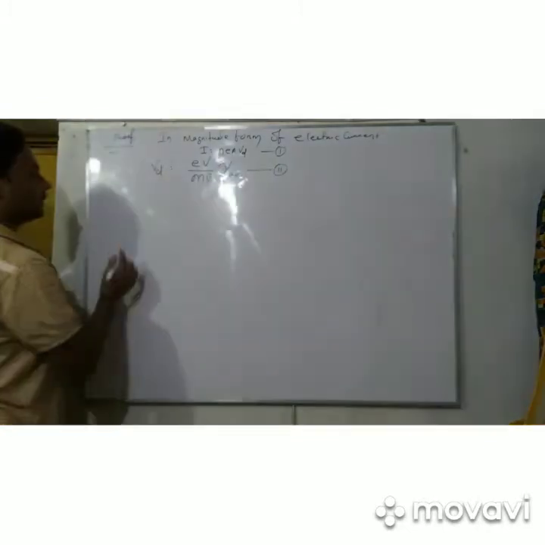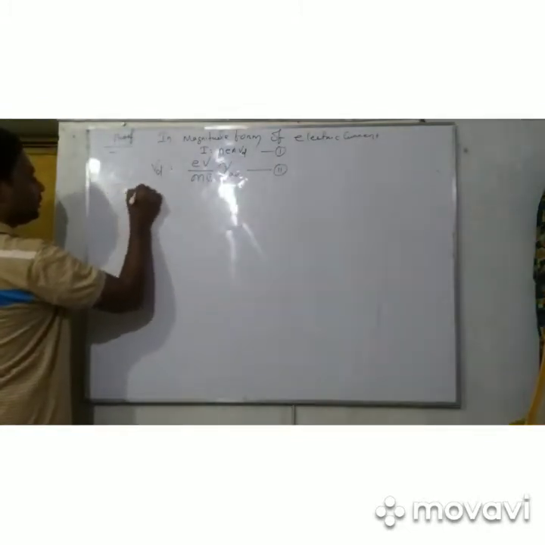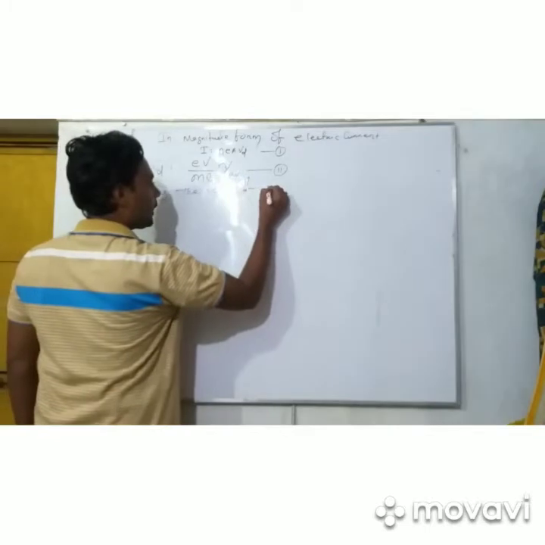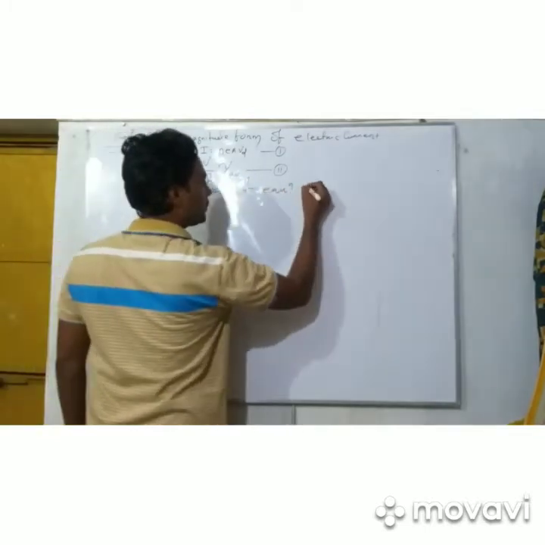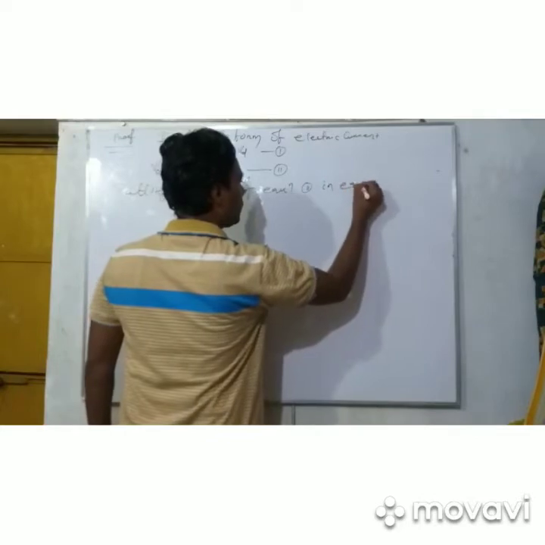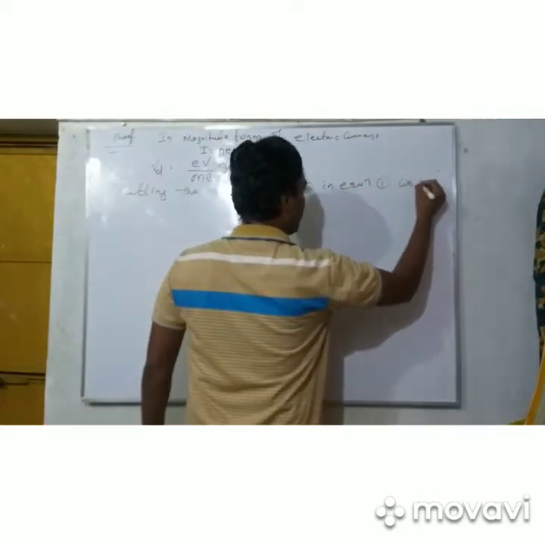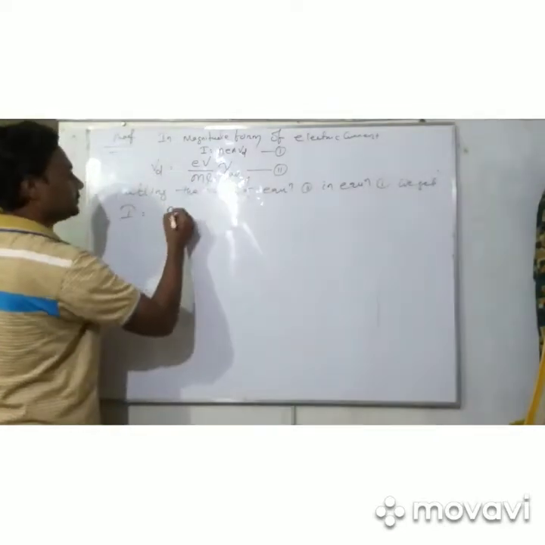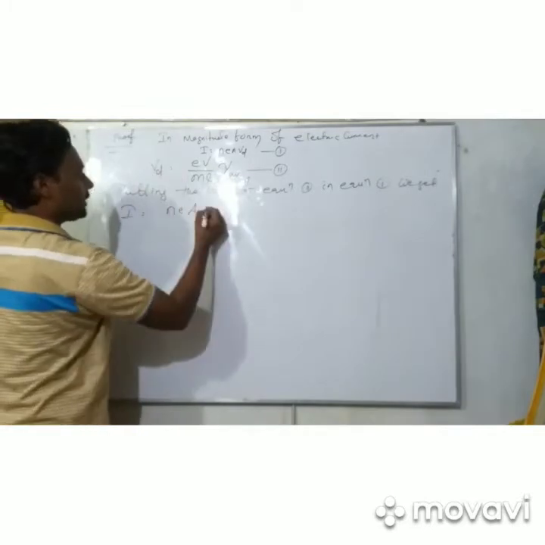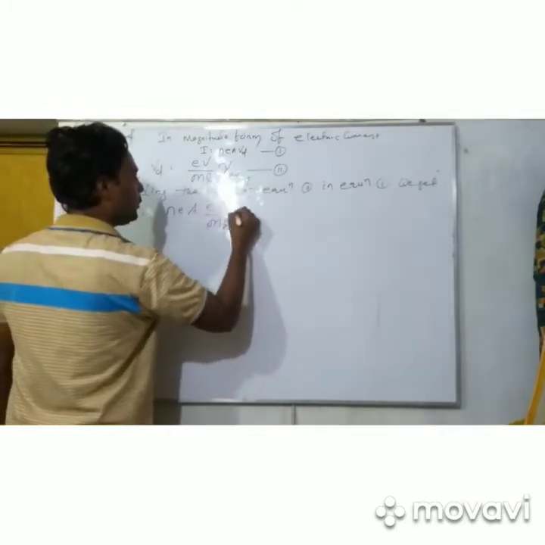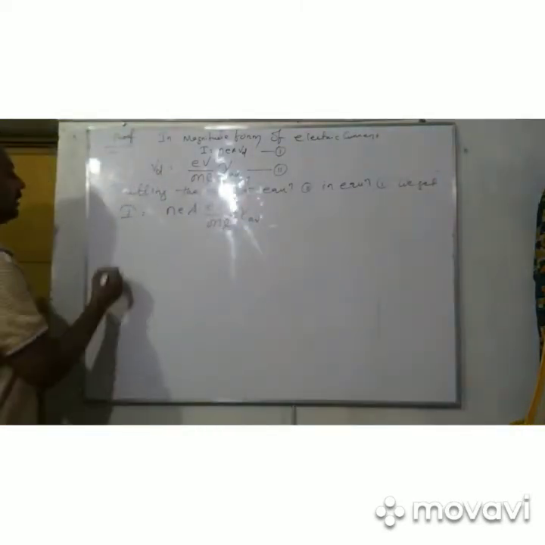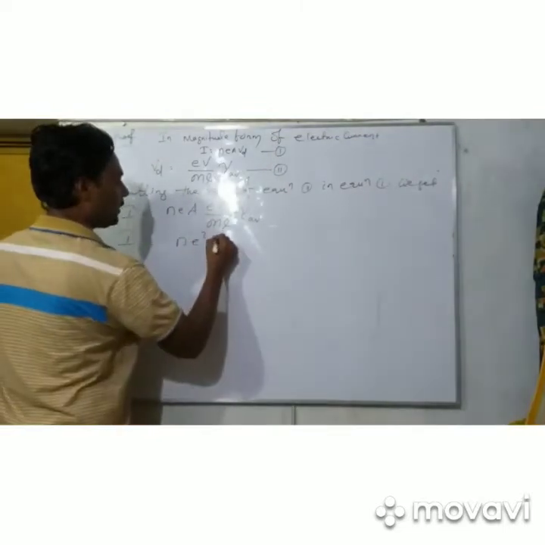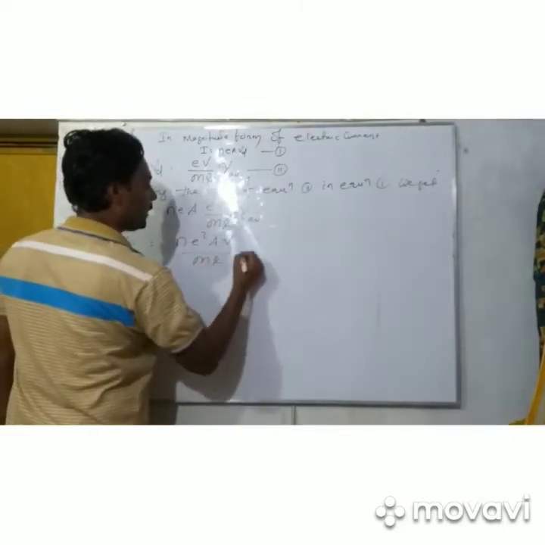Now, putting the value of equation 2 in equation 1, we get I equal to neAVd, that is, eV by mL into tau average. That means I equal to n e square A V by mL into tau average.